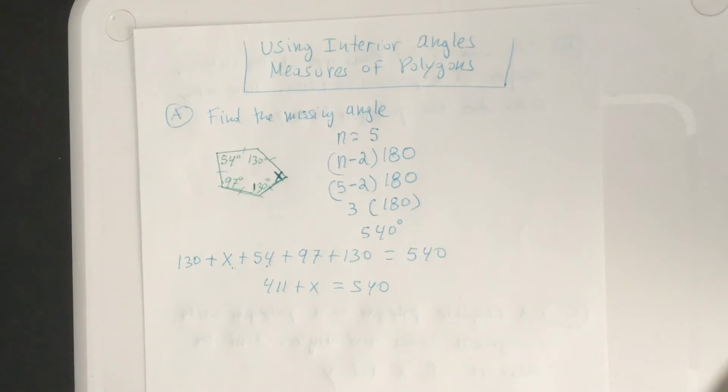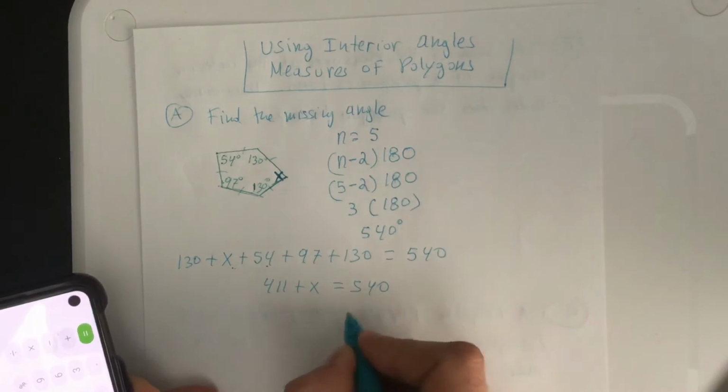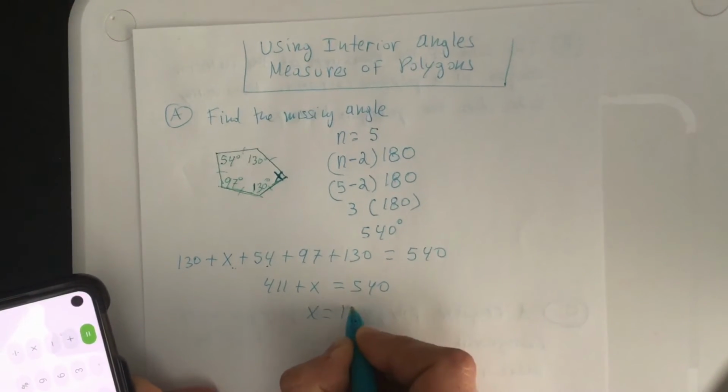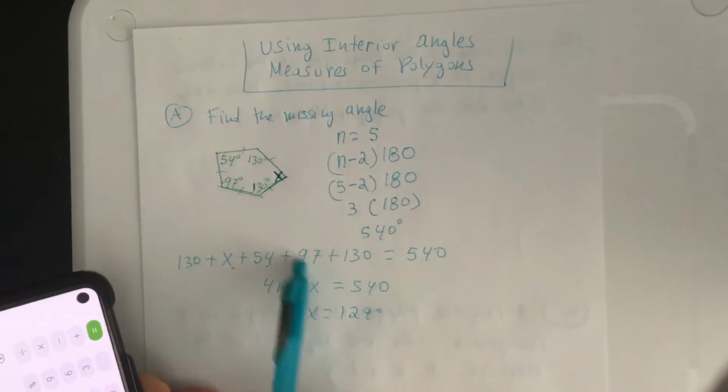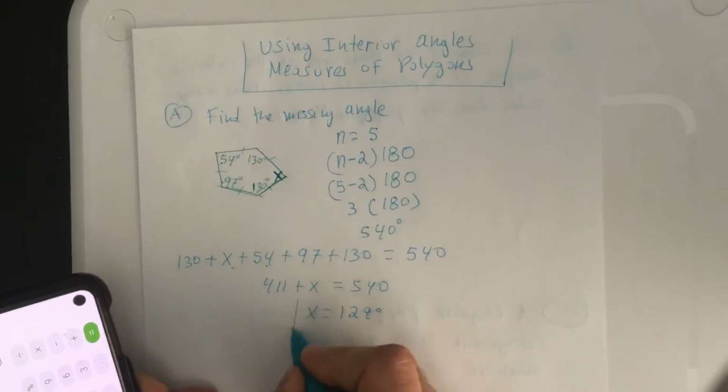So 540 minus 411 is 129 degrees. X is 129 degrees. Even though it doesn't look like 129 degrees, well, my drawing isn't great, but that's the way to do it, okay?